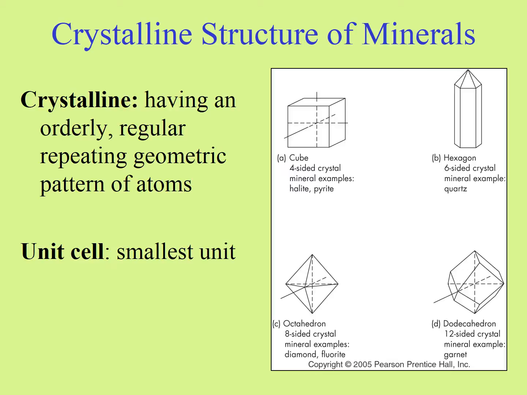The upper left is typical of halite. You might have seen a large salt crystal that looked roughly cubic in shape. The one on the right, that's a classic quartz crystal that you may have seen at one point or another. The bottom left would be characteristic of a diamond or fluorite, an ore. And the bottom right would be something a little bit more unusual. The dodecahedron might be found in a garnet, which is a gemstone.